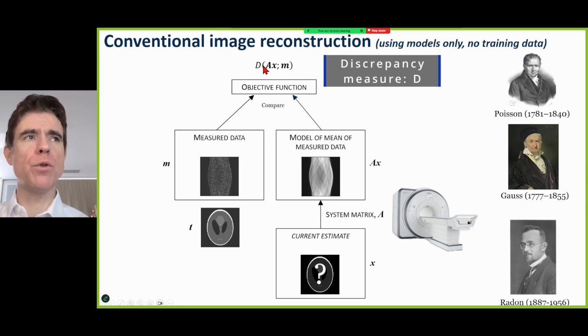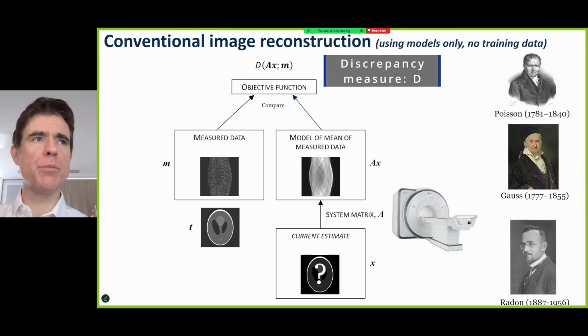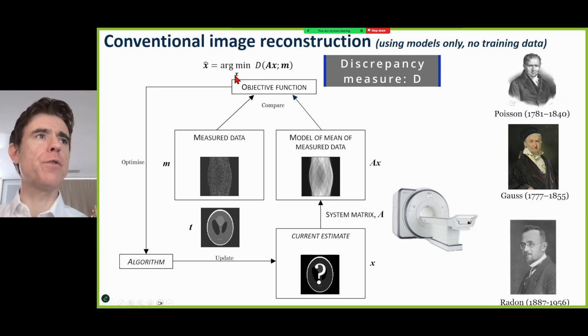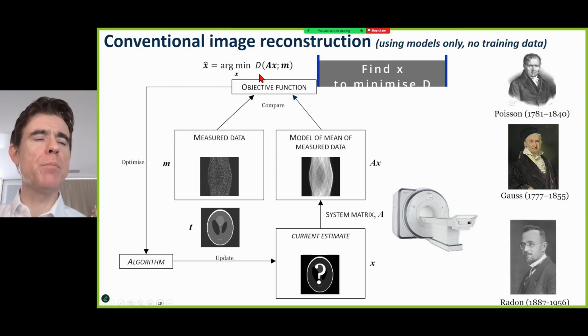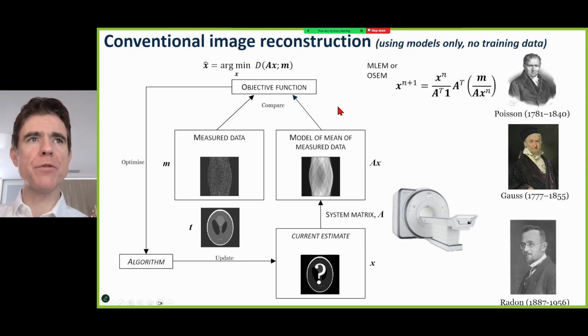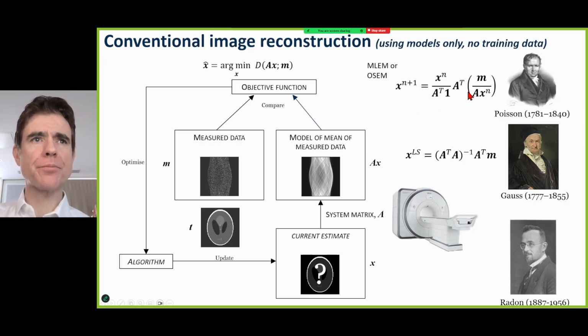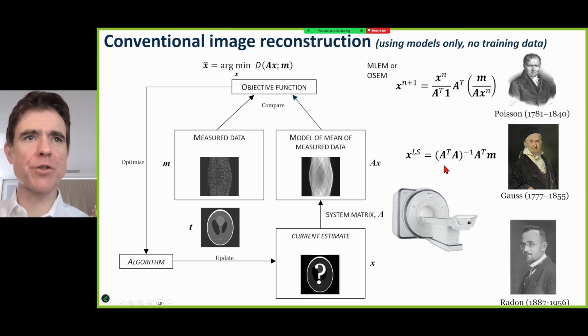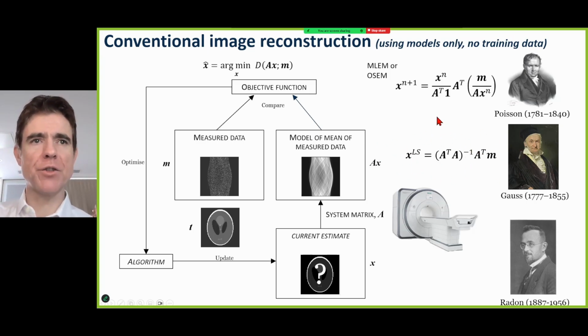And that could be, for example, the Poisson log likelihood, or it could be a least squares objective function. And then we're trying to find some image X, which minimizes the discrepancy, the distance between the forward model and the measured data. And then we use some optimization algorithm to update X such that it better agrees with the data. Well-known methods for this are MLEM or OSEM. We'll visit this again later on. Or if we're into a direct least squares solution, then we could assume a Gaussian noise model and do some direct least squares inverse. Although in practice, even in MR, there'd often be iterative conjugate gradient based methods.